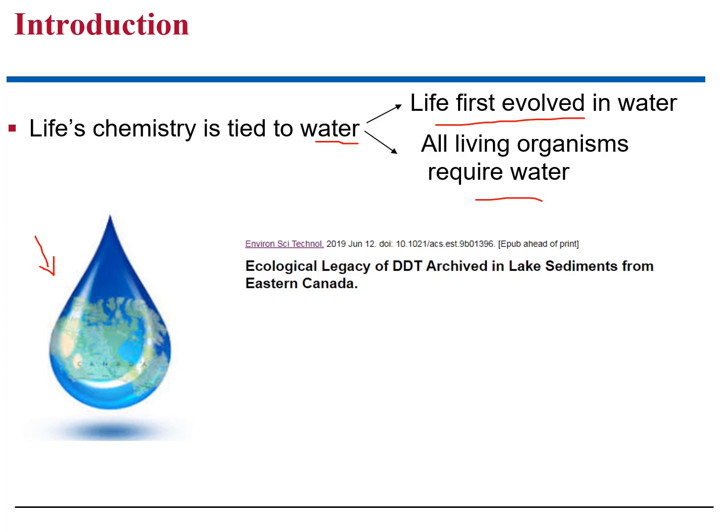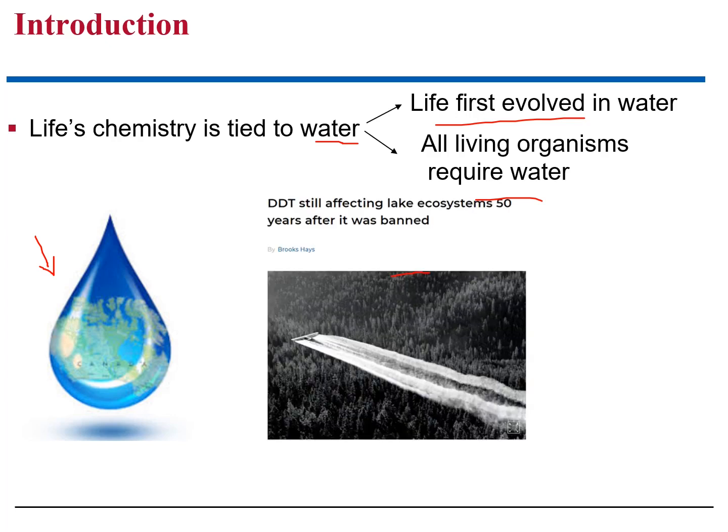So, for example, this is a pesticide called DDT, and despite that it was suspended a long time ago, more like 50 years ago, as you can see here, it was banned. We still find that this pesticide is still in some of the lakes and is polluting some of the lakes.